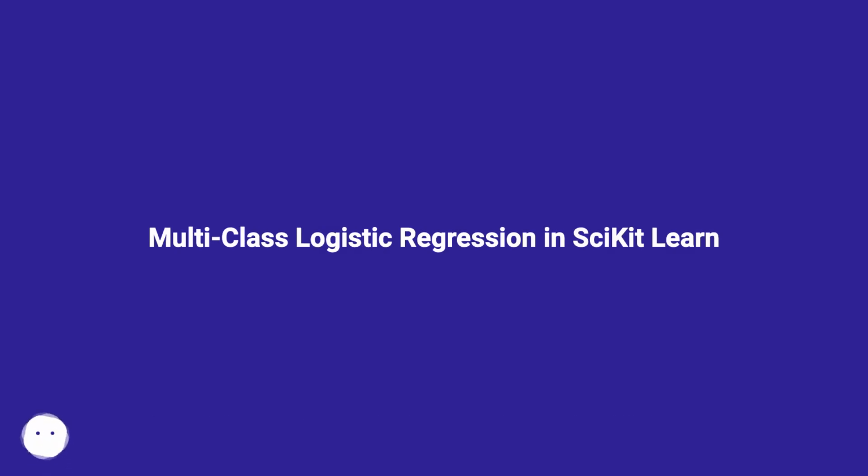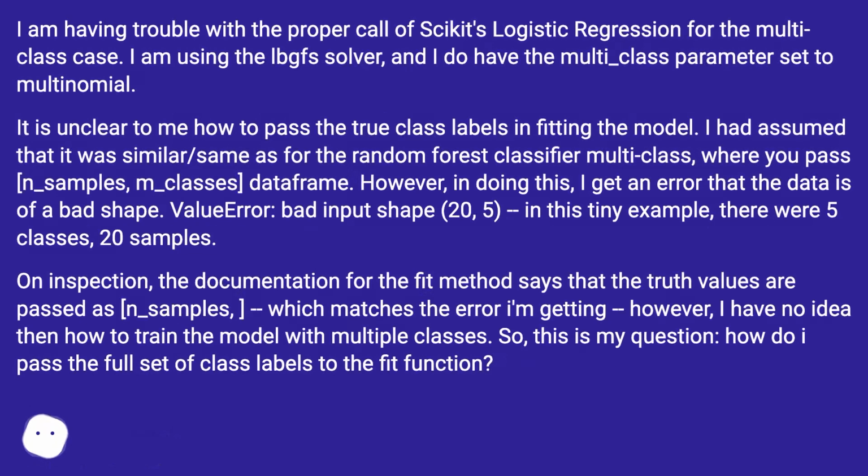Multi-class logistic regression in scikit-learn. I am having trouble with the proper call of scikit's logistic regression for the multi-class case. I am using the LBFGS solver, and I do have the multi_class parameter set to multinomial. It is unclear to me how to pass the true class labels in fitting the model.